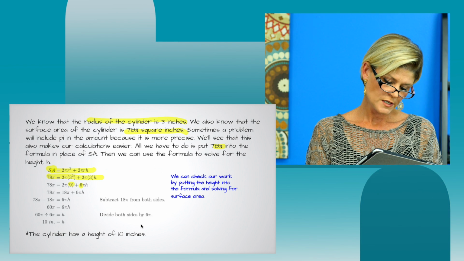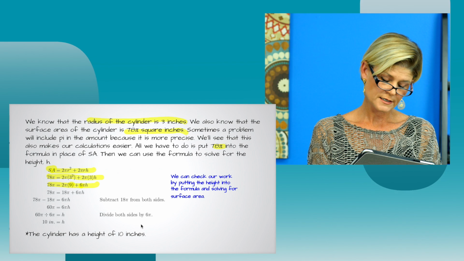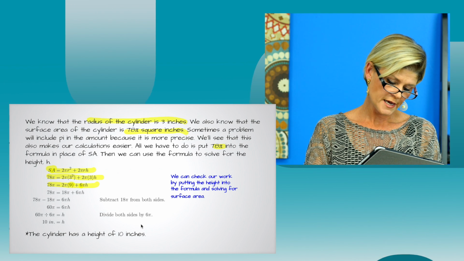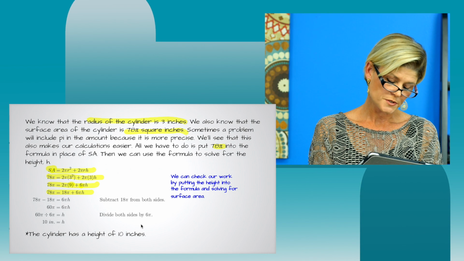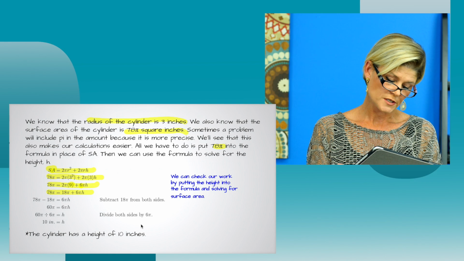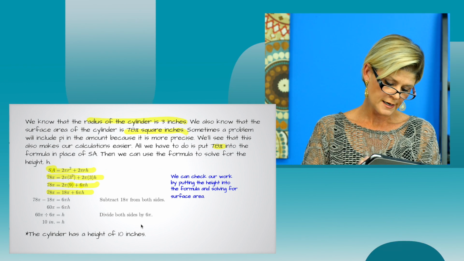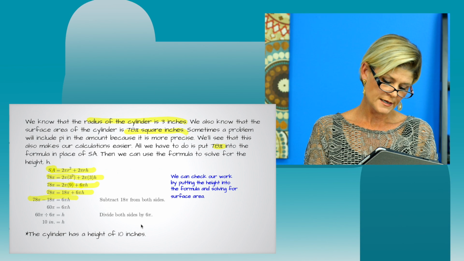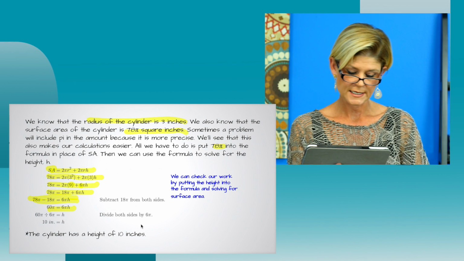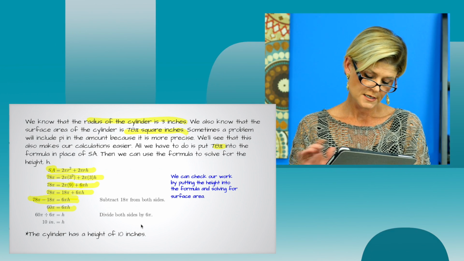So now we have 78 pi equals 2 pi times 9 plus 6 pi times height. 2 times 9 is 18, so now we have 78 pi equals 18 pi plus 6 pi times height. And this time we're going to subtract 18 pi from both sides. We get 78 pi minus 18 pi equals 6 pi times height, which gives us, once we subtract 18 from 78, we get 60 pi equals 6 pi times height.